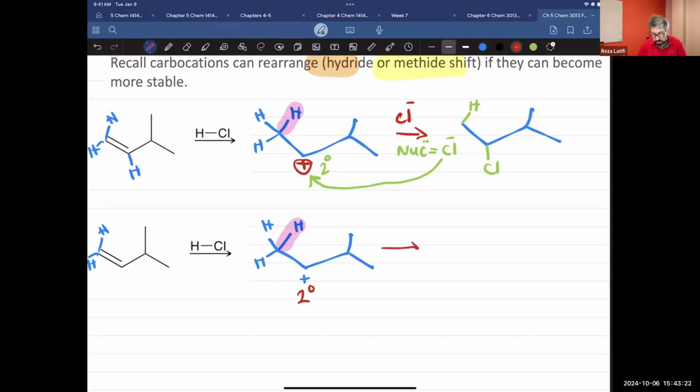Is there any chance to turn it to a tertiary, by moving just one sigma bond? Let's zoom in on this carbon. On this carbon, what do we have? We have 2 methyl groups, and the third substituent is hydrogen. There is a hydrogen here. If you move this hydride, if you do a 1,2 hydride shift, you will get this carbocation.